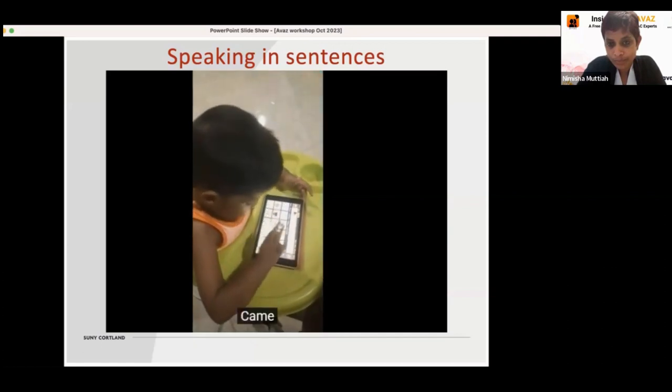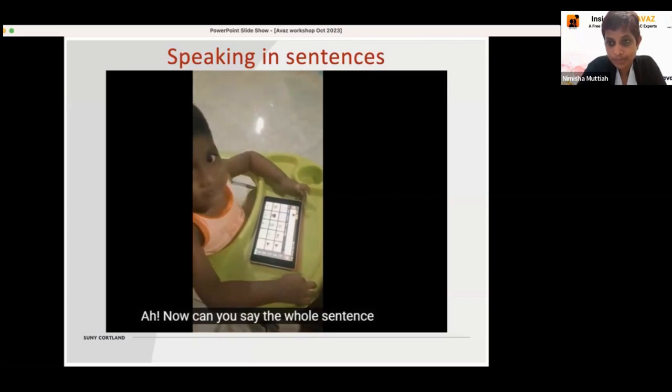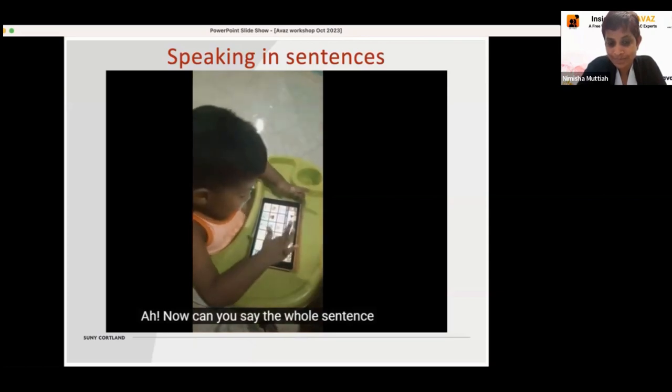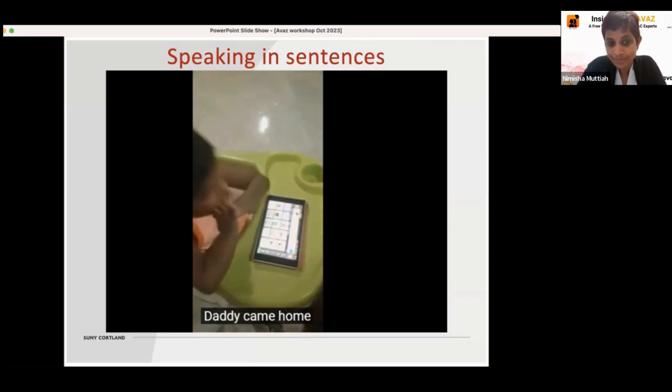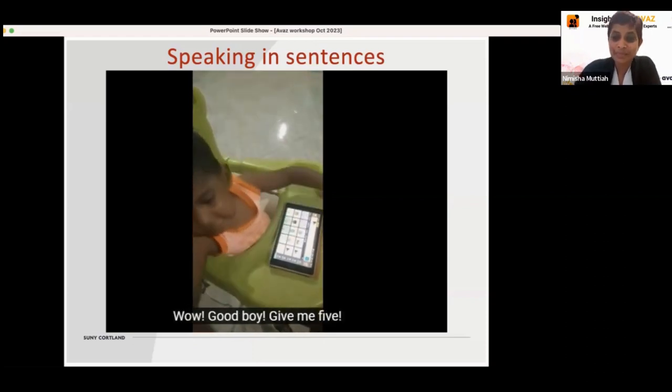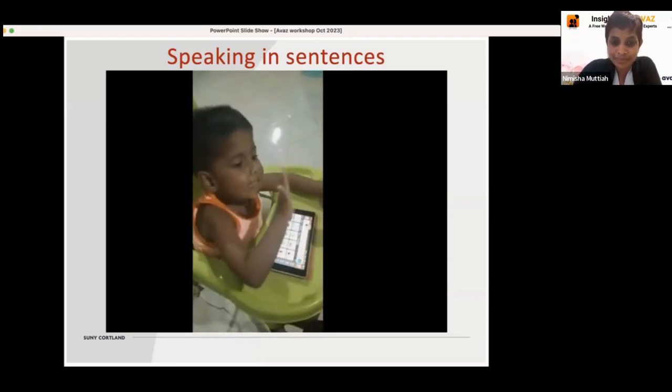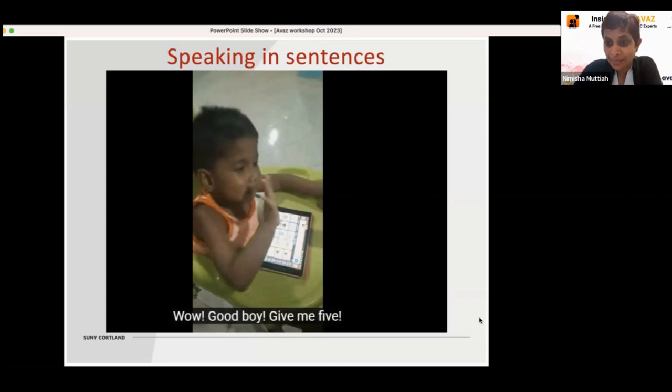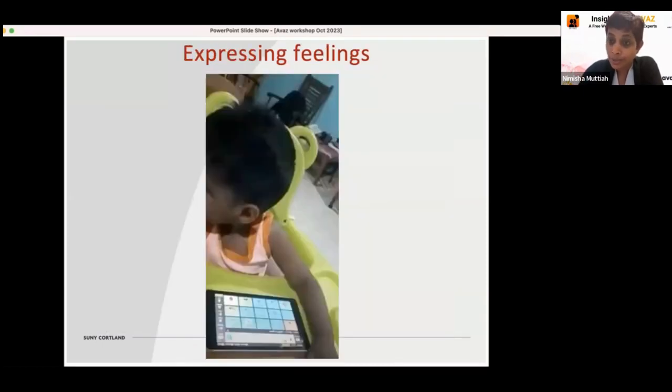Okay, again, a mom encouraging him to speak in sentences, and he's just doing such a great job with that. But she's also instructing him where to find the words and how to put those words together to express the sentence. We have this same little guy again.